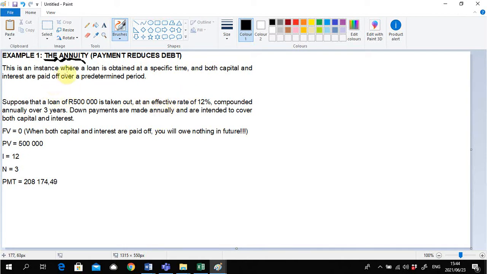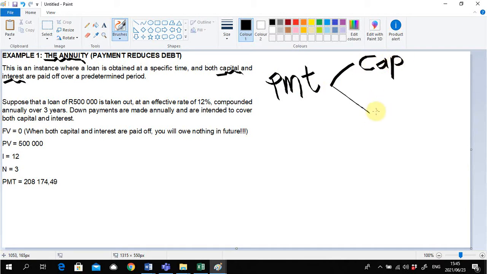So an annuity is an instance where a loan is obtained at a specific time and both capital and interest are paid off over a predetermined period. This means that you obtain a loan and now repayments need to be made. And by making repayments, you pay both for the capital part of the loan and you also pay the interest. All right, so each payment should consist of two legs. There should be a bit of capital inside that payment, and there should be a bit of interest inside that payment. So I've put an example here.